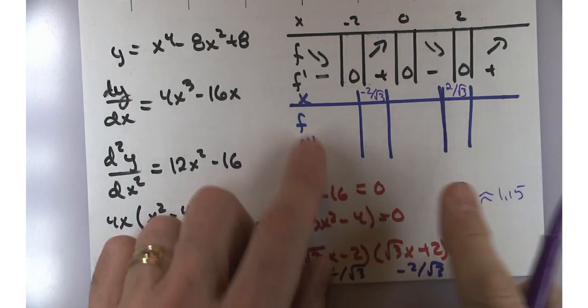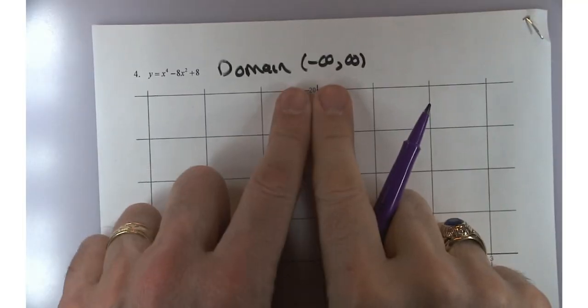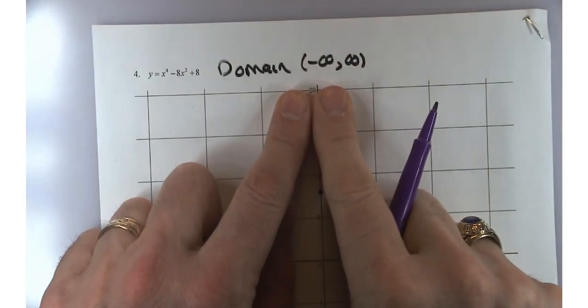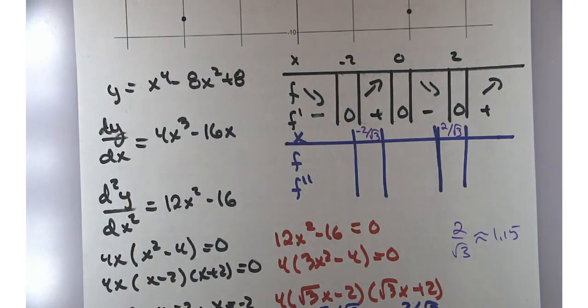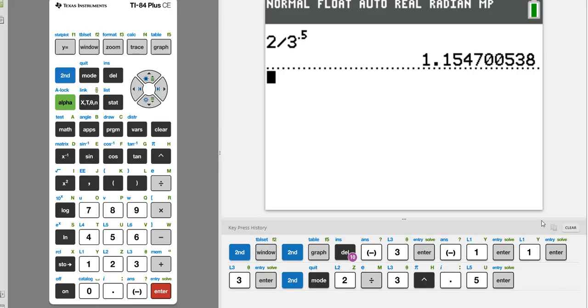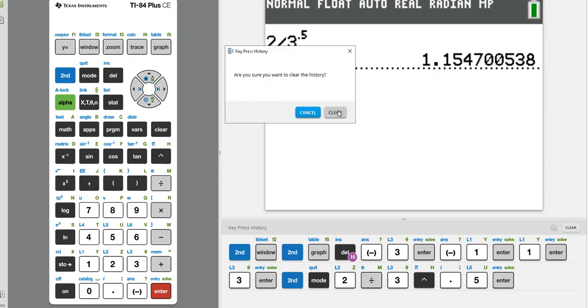Well, yeah, they're all in the domain. That's good. You should always think about the domain before you go looking for test points. But as far as plugging that into my calculator, there's one important thing I really have to do before I start testing values in my calculator.